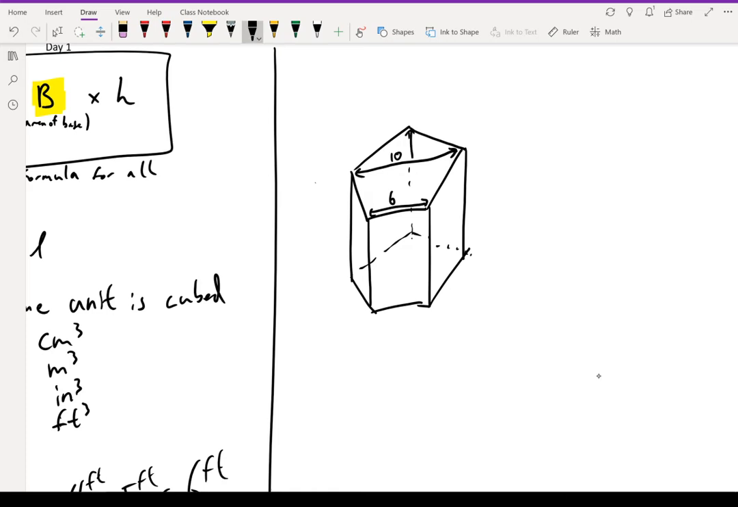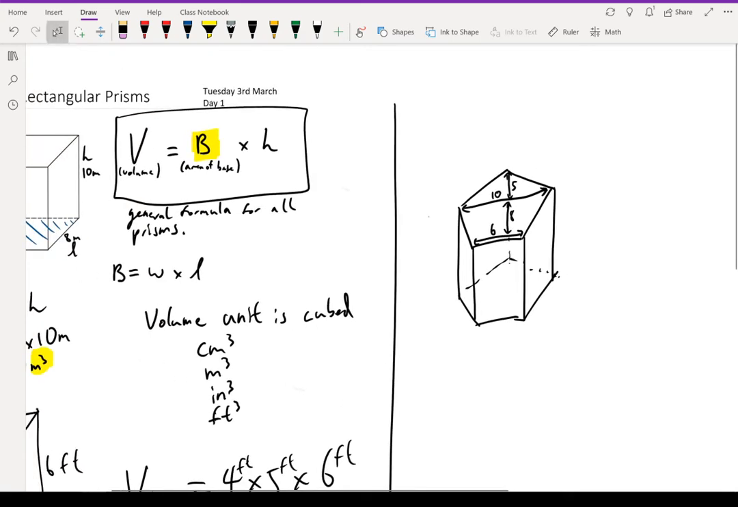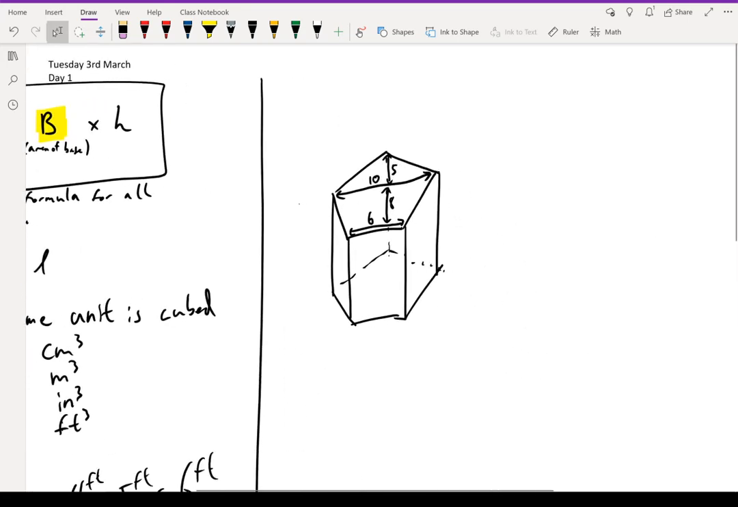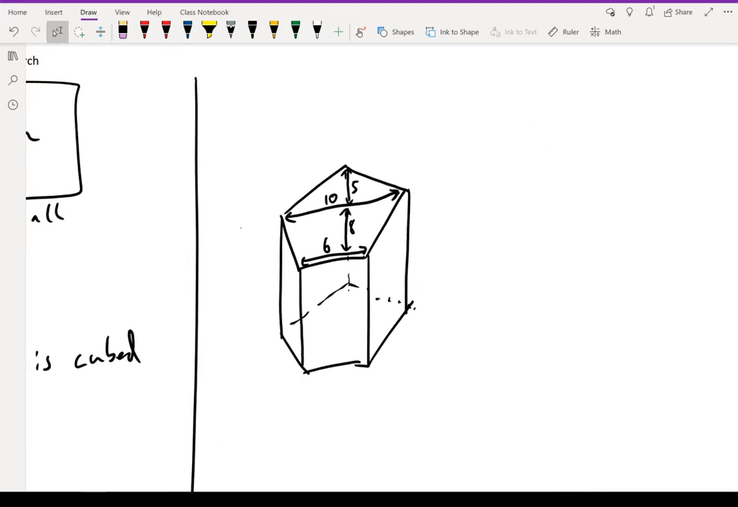So this height up here is 5, and this bottom height over here is 8. Let's forget about the units for now. Remember how I said that the volume of any prism is the area of the base times the height. What we have to do here in this pentagonal prism is first find the area of the base.